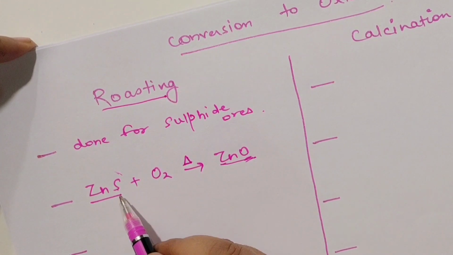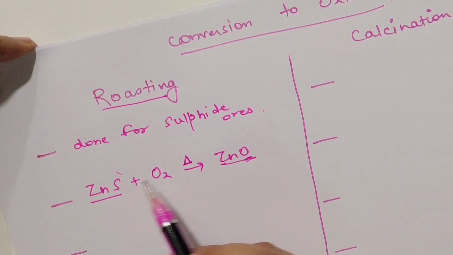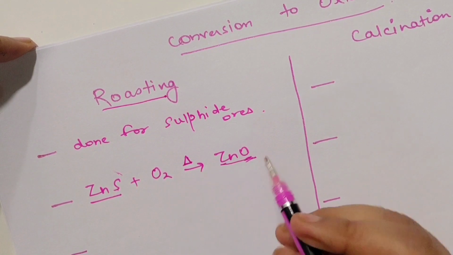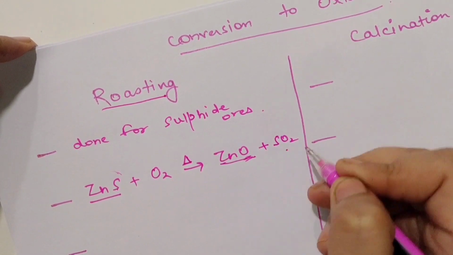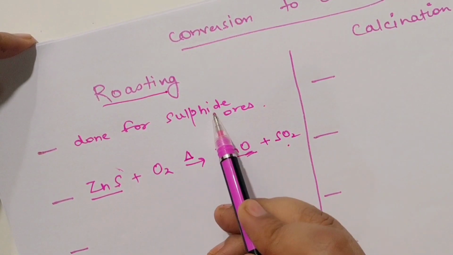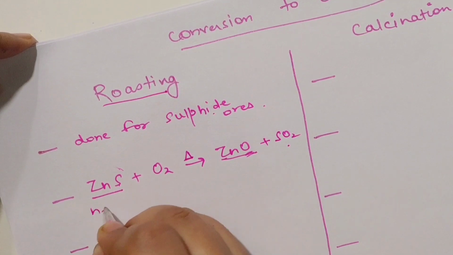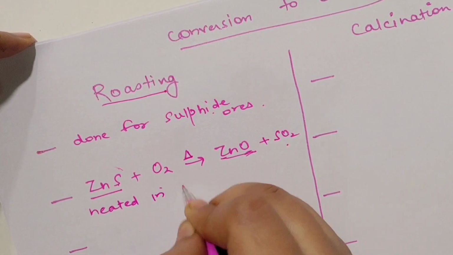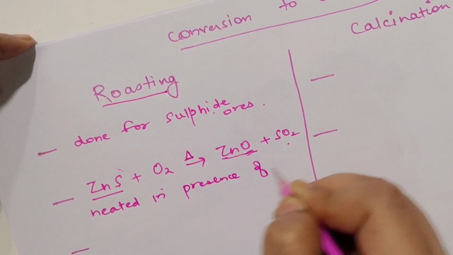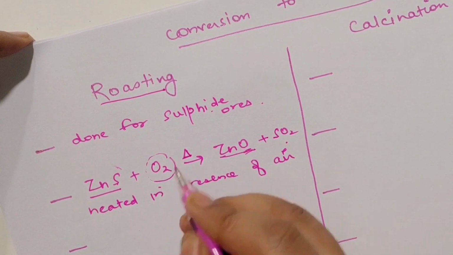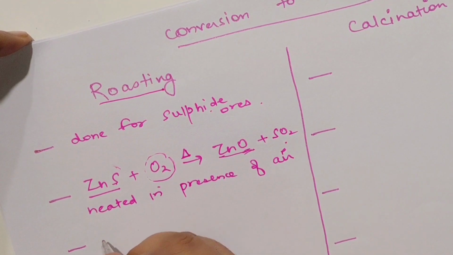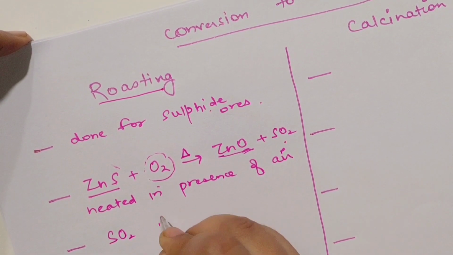So remember it this way: when sulfides are heated in the presence of oxygen, it gives us oxide and sulfur dioxide, which is one of the differences. It's done for sulfide ores. The sulfide is heated in the presence of air, and the byproduct sulfur dioxide is liberated.